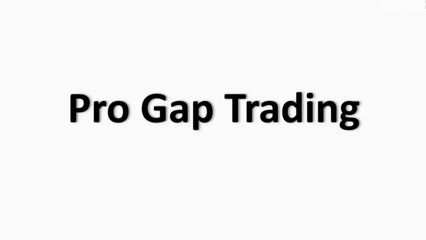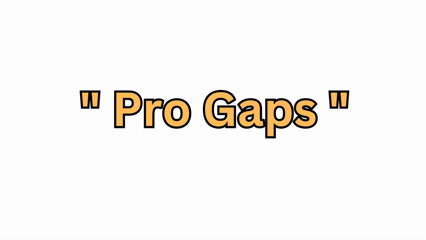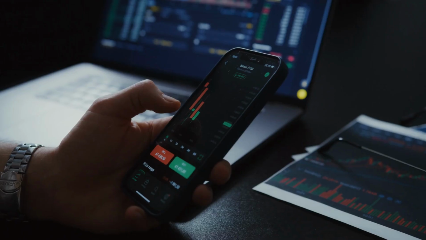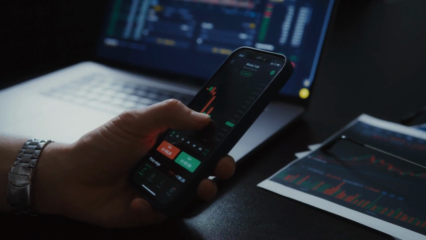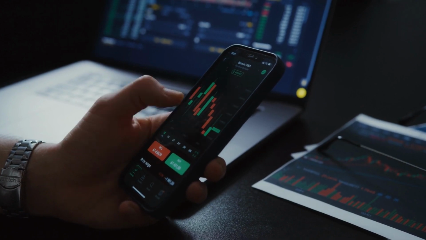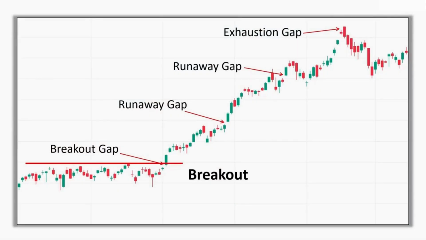And in this video, we are going to discuss the pro gaps. Pro gaps are the professional gaps which are made by the professional traders, the big budget traders in the market. And this type of gap is one of many gaps that occur in the stock market. Let me tell you that gaps play a very important role in technical analysis, and understanding them will help you a lot as a trader.